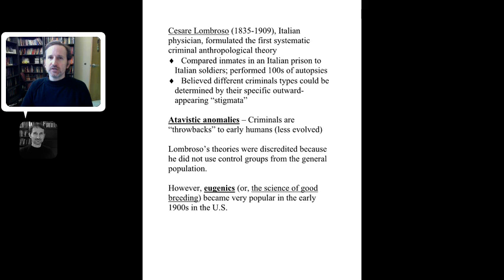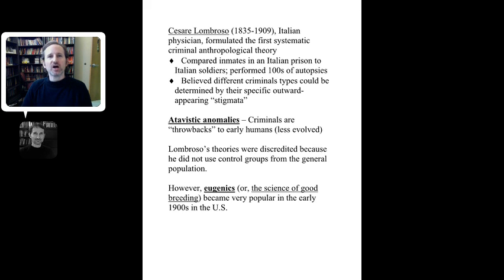His methodology is quite suspect and has been debated quite heavily. Actually, it's been denounced, I should say. And that was because his control group really is not an average control group of people in a society. Soldiers are, in some ways, also very distinct from criminals.